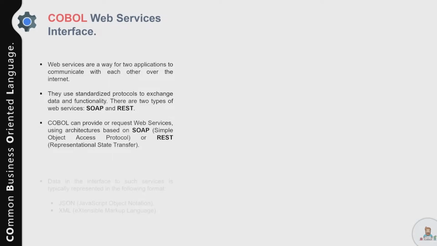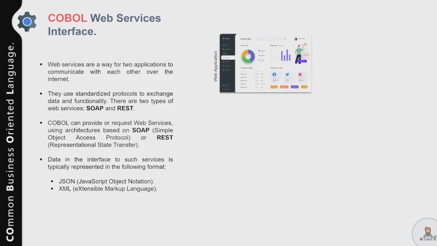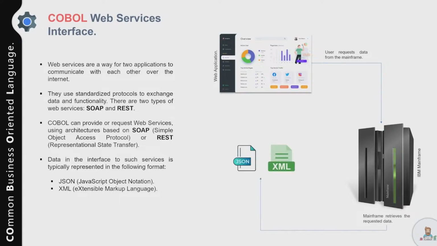Now there are two types of web services. The first one is SOAP, that is Simple Object Access Protocol, and the second one is REST, that is Representational State Transfer. And as you know, COBOL is one of the oldest programming languages that is still in use. But interestingly, it can provide and request web services using an architecture based on SOAP or REST. Apart from that, the format commonly used for displaying data in the interface of these services is either JSON, that is JavaScript Object Notation, or XML, that is Extensible Markup Language.